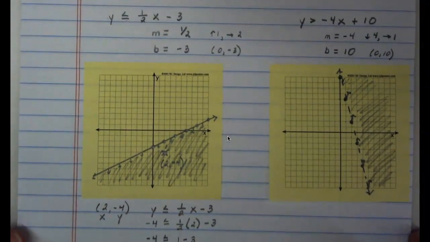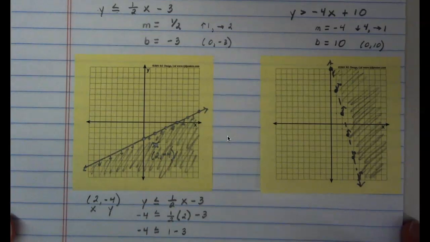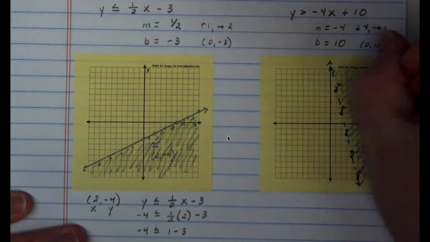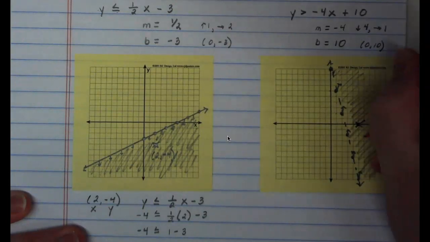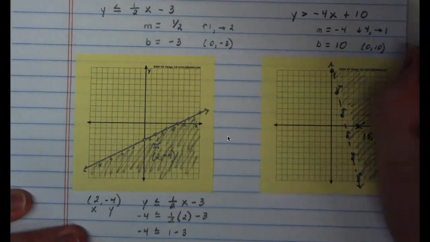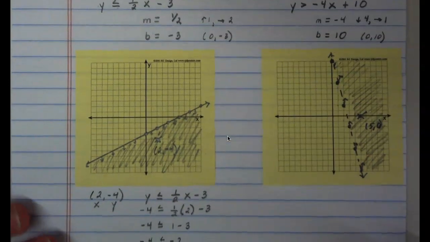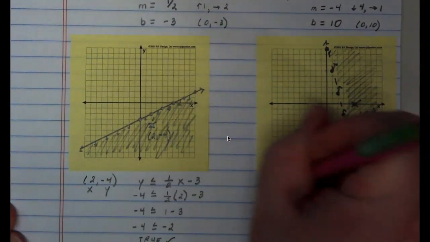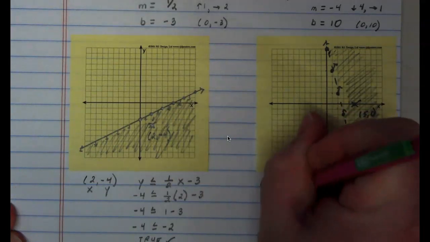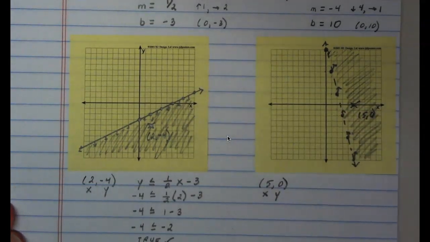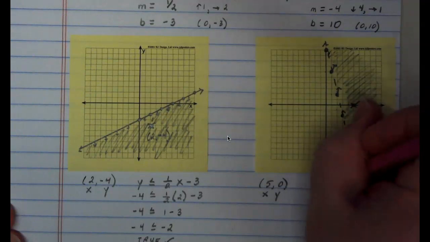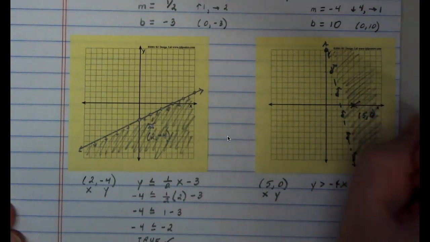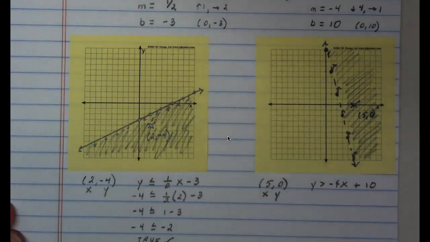Now we can pick a test point to make sure we shade in the right direction. Why don't we pick this point right here as a test point? That's 5, 0. That's my x and my y. I'm going to rewrite my inequality of y is greater than negative 4x plus 10.